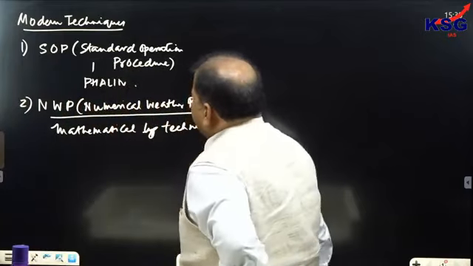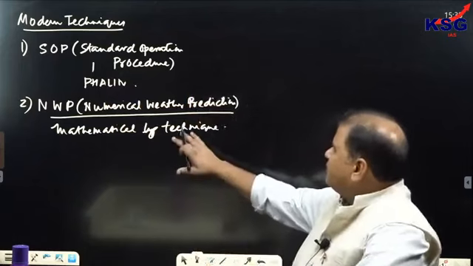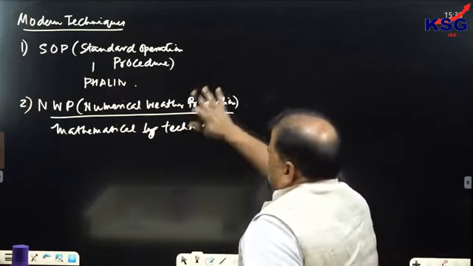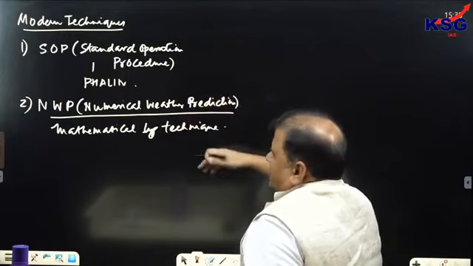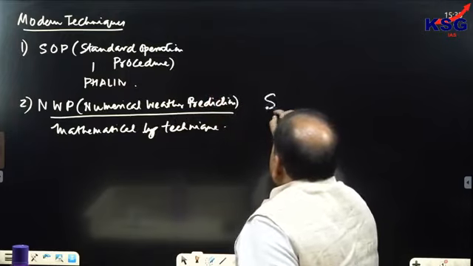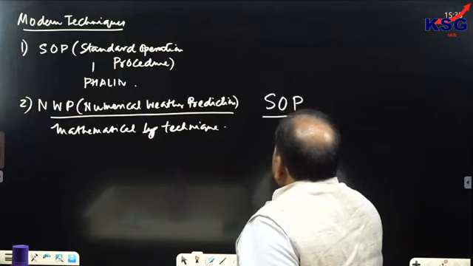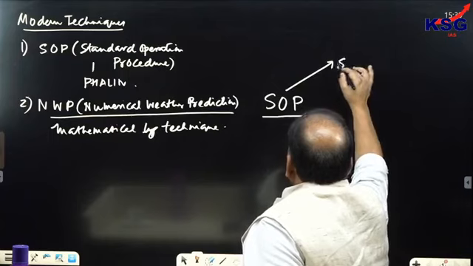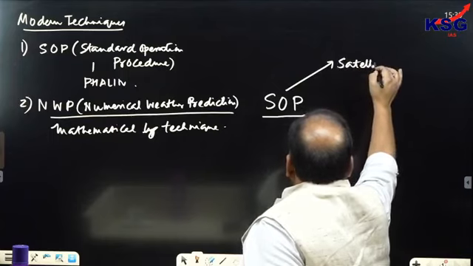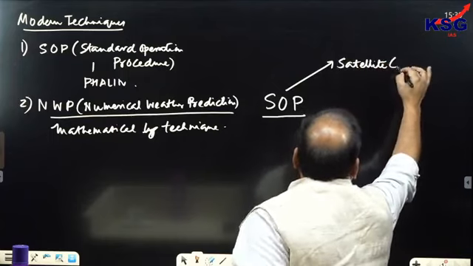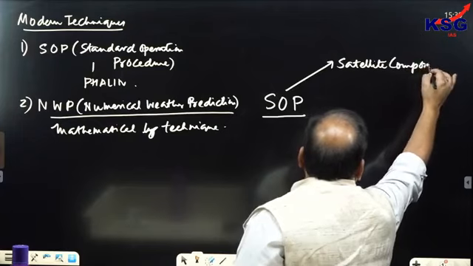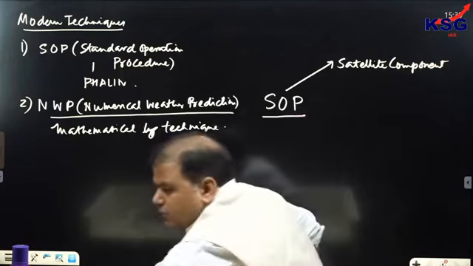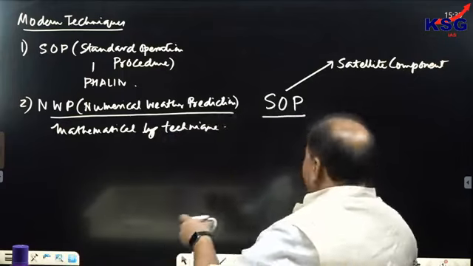Now SOP, you can take a pic of this also. Just wait, let me complete this SOP at least and then take a pic. SOP, standard operation procedure, includes three components. The first component is called the satellite component.